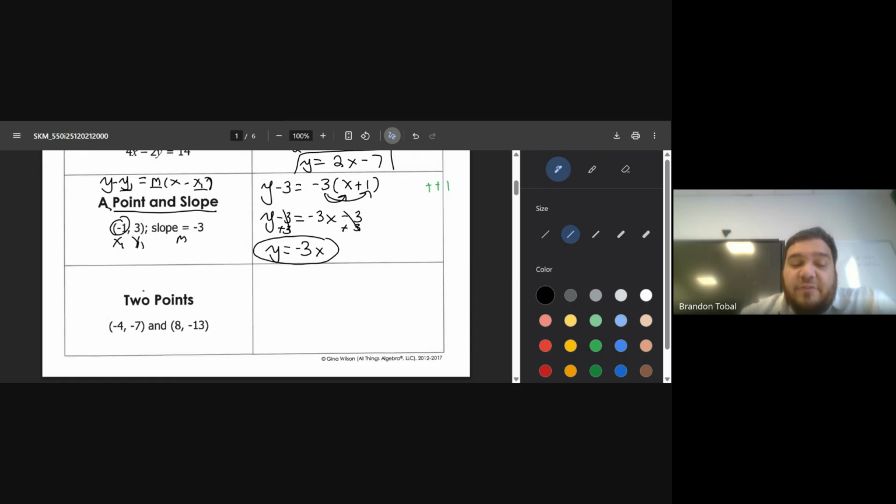All right, last one is the 2 points. In this situation, I had a point and a slope. So a point and a slope. In this situation, I have 2 points. So what I'm kind of forced to do is first find the slope, which I'm going to have to use the slope formula, y2 minus y1 over x2 minus x1.